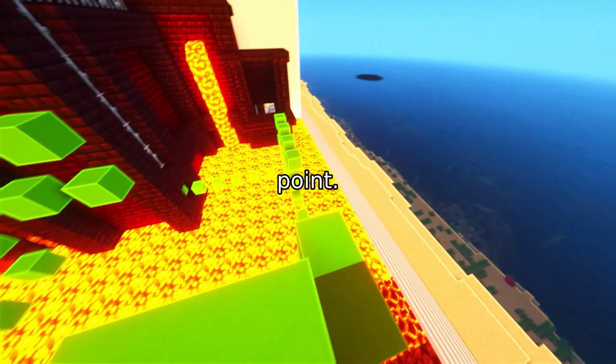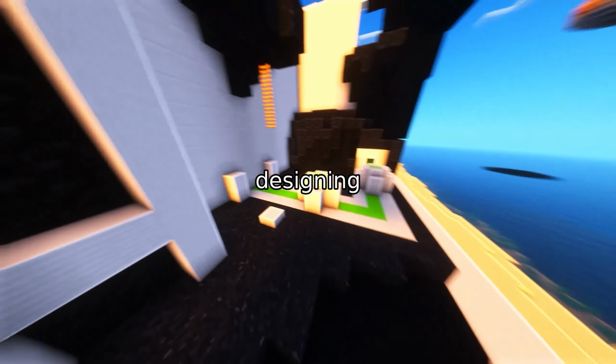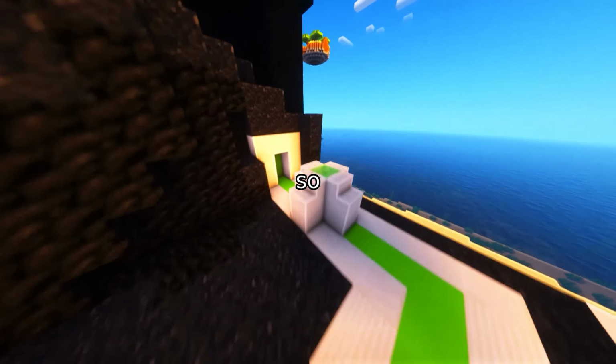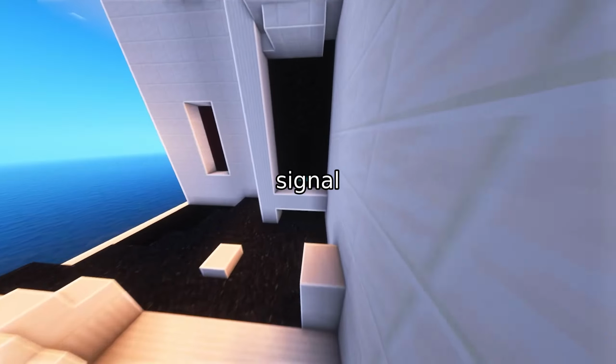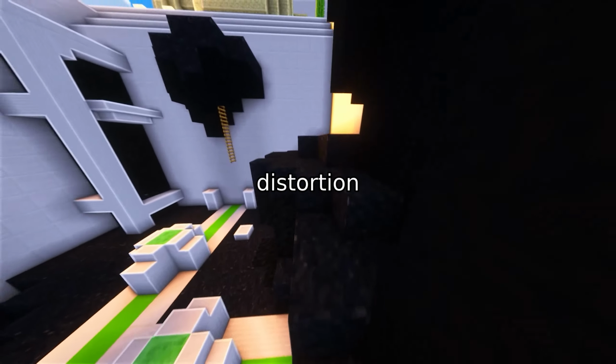This is a turning point. For the first time, we're not just fixing hallucinations in AI agents. We're designing systems that inherently resist them. So the next time you see a multi-agent AI working together, remember, the most powerful signal isn't the one that's said. It's the one that's seen. And now, thanks to ViF, that signal can finally be passed on without distortion.